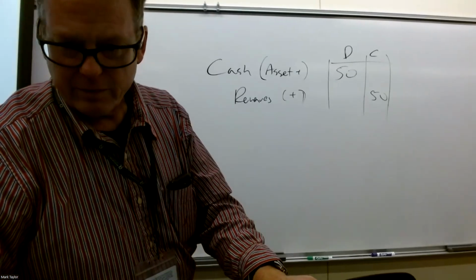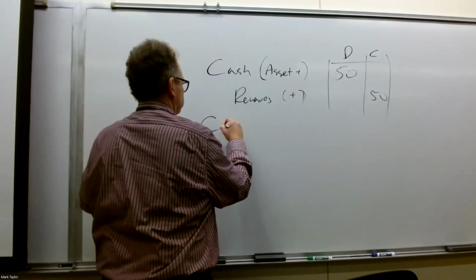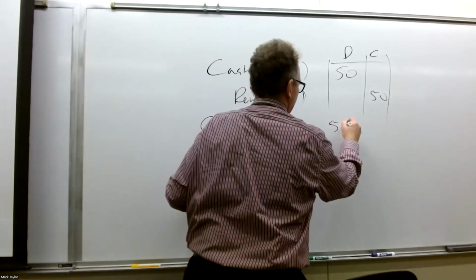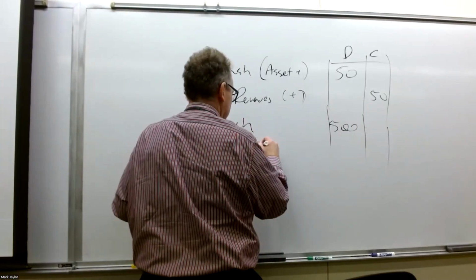I'm not going to go through all of them, but you get the idea. So note collection: cash 500, notes receivable.